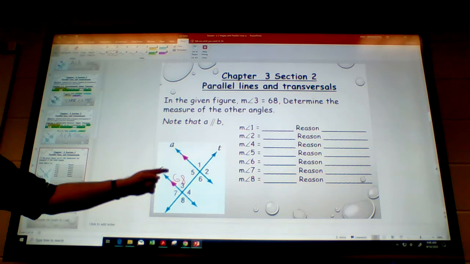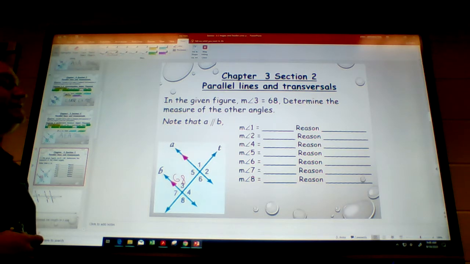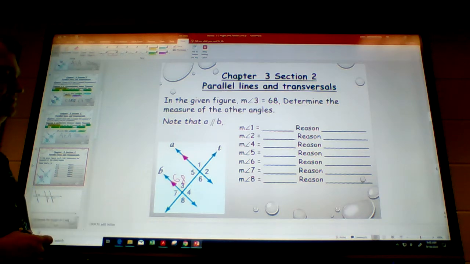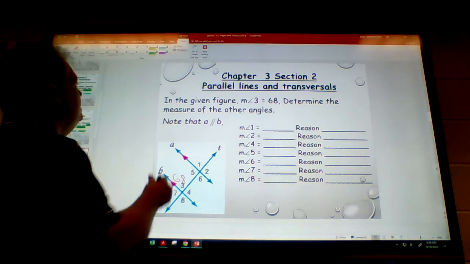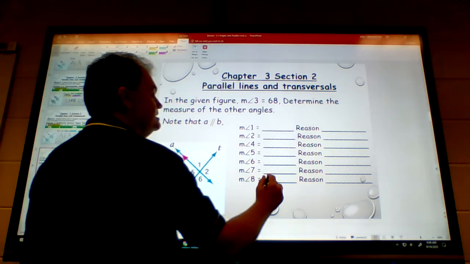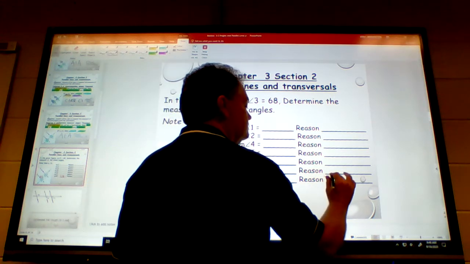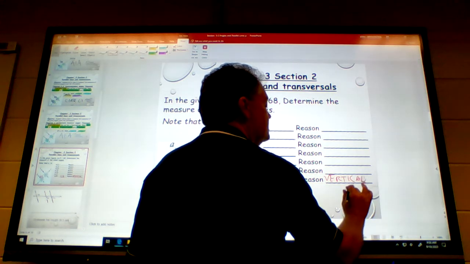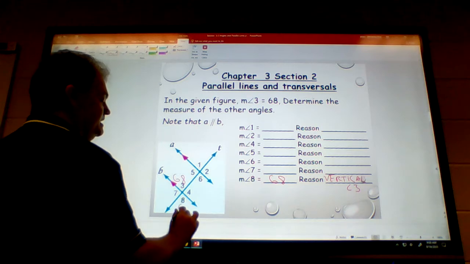But I want to determine, just from that one angle, all the other angles. So let's work it. We can start anywhere we want. Let's look at angle 8. Angle 3 and angle 8 are vertical. So the measure of angle 8 is also 68 degrees because it's vertical to angle 3. So this is also 68 degrees.